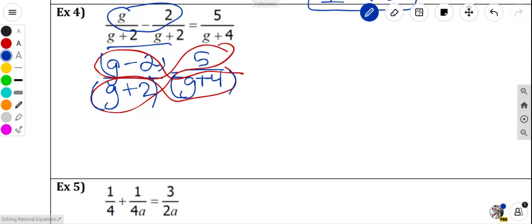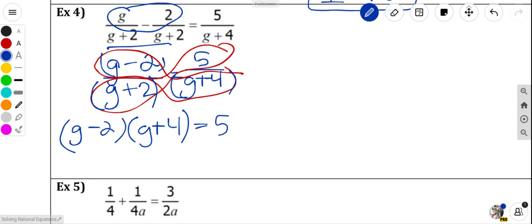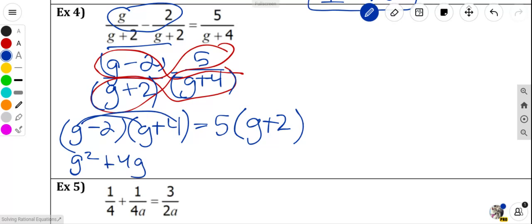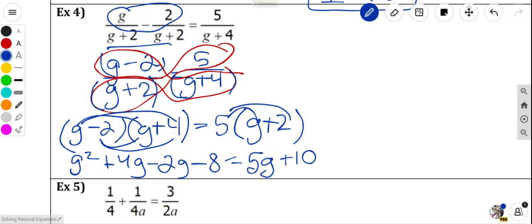The reason we want to do that is because when we multiply them, we have g minus 2 times g plus 4. You want them in parentheses. And then we have 5 times g plus 2. Now, on this left side with the two binomials, to multiply two binomials, remember you have to double distribute or FOIL. So g times g is g squared. g times 4 is 4g. Negative 2 times g is negative 2g. Negative 2 times 4 is negative 8. Over here, we're just distributing, so this is 5g plus 10.